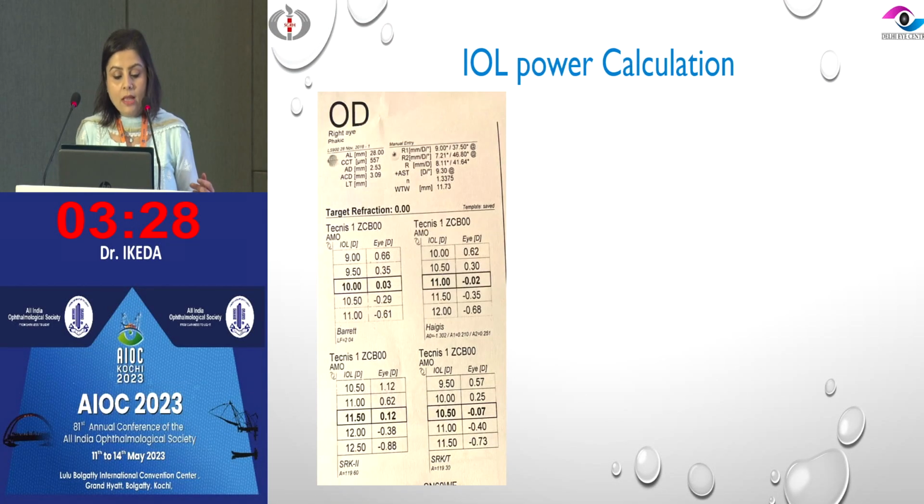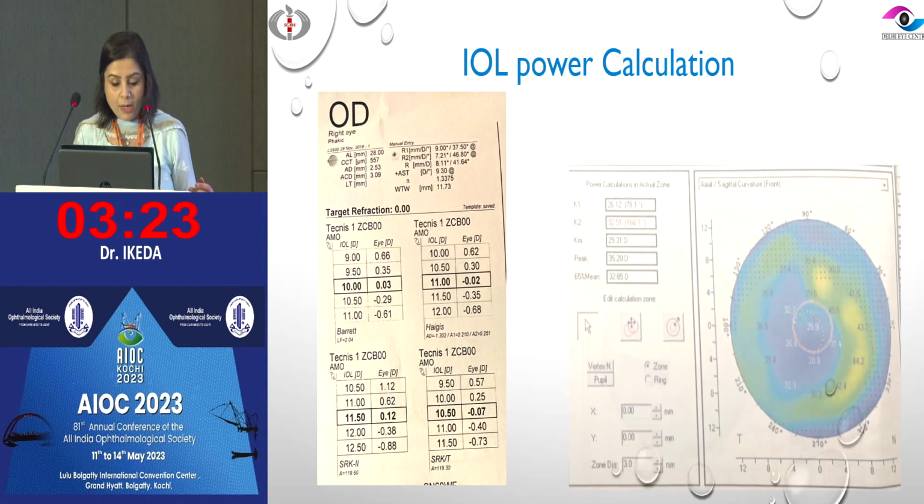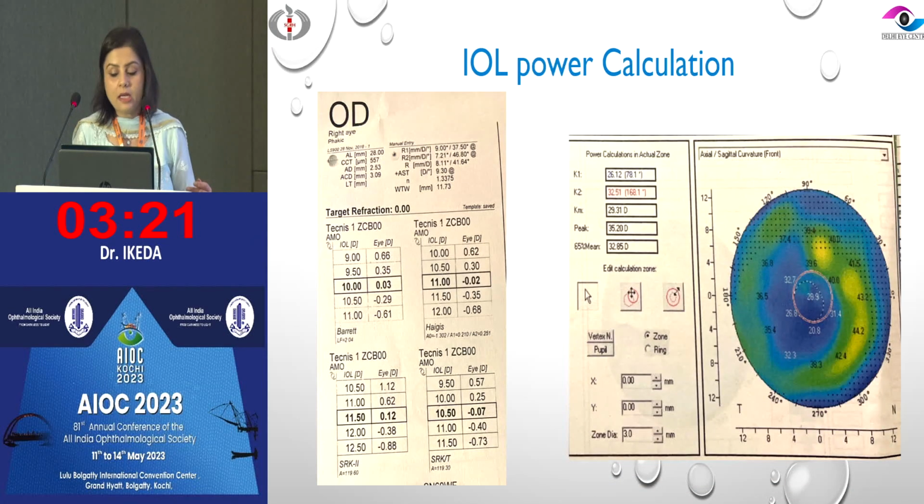And when we look at the optical biometry, we know that these readings are not accurate. When we look at the keratometry here, we are way off from what we are getting on the topography map. So here, using the values from the Pentacam would be better for us and would give us a more accurate result as compared to the optical biometer. So this is what we do.